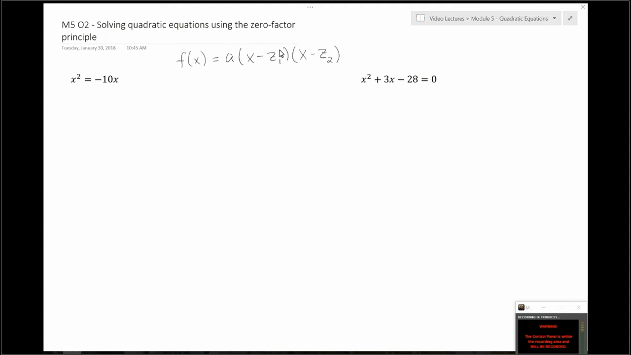So in order to solve quadratic equations, one of the first steps that we will try to do is just try to factor it, because if we can do that, we can easily solve it. So for example, x squared equals negative 10x. We'll move that 10x over. Okay, so now that it's set equal to 0, I can factor this. I could factor out x.